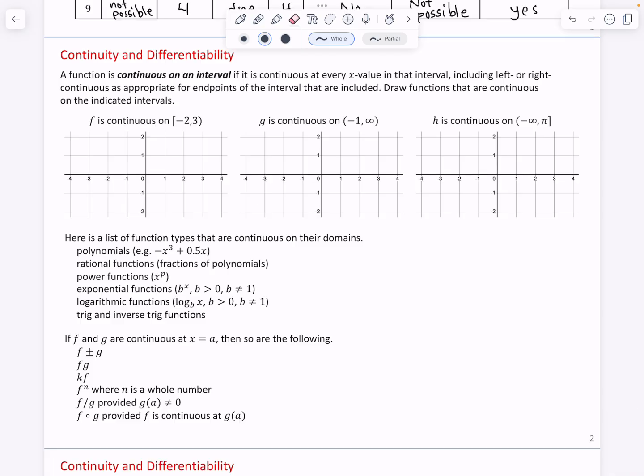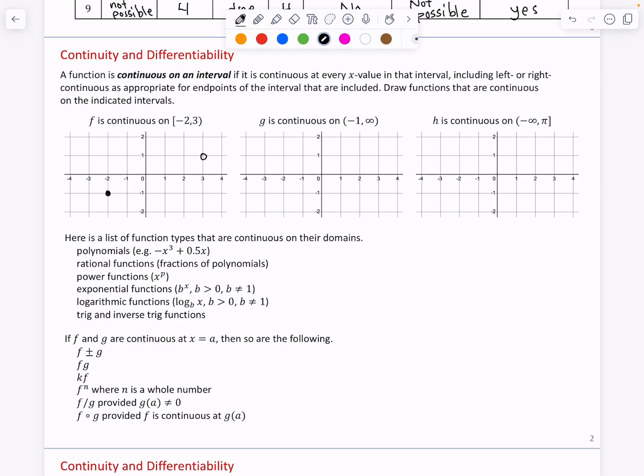A function is continuous on an interval if it is continuous at every x value in that interval, including left or right continuous as appropriate for endpoints of the interval that are included. Draw functions that are continuous on the indicated intervals. So you want to draw a function that is continuous on the half open, half closed interval. You say closed on this side because of the inclusion of -2, but open on this side because of the exclusion of 3. So when x is -2, we want a solid point somewhere. And then when x is 3, we want a hollow point somewhere. And then connect these points with a function in a continuous manner.